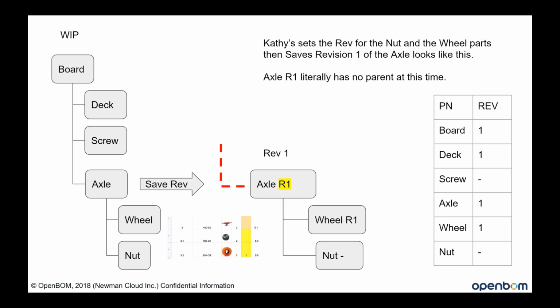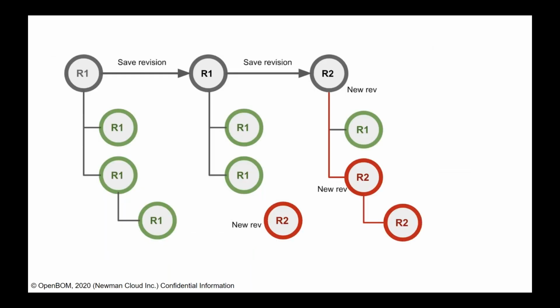She gets the right size for the wheels and identifies the wheel as being revision 1 and sets the nut to rev dash. We've established we use that nomenclature for our hardware. And she creates a revision of the axle. At this point, the Rev 1 of the axle does exist, but it literally has no parent. As we remembered previously, revision 1 of the board was pointing to a non-revisioned state of the axle. So we've got axle Rev 1 sort of sitting out here, waiting to be incorporated. The revision list is there on the right.